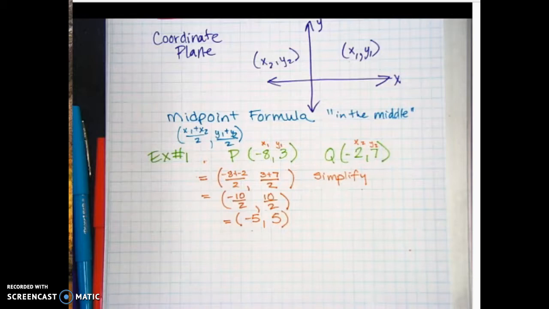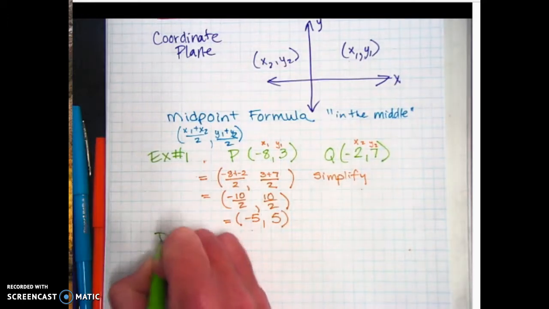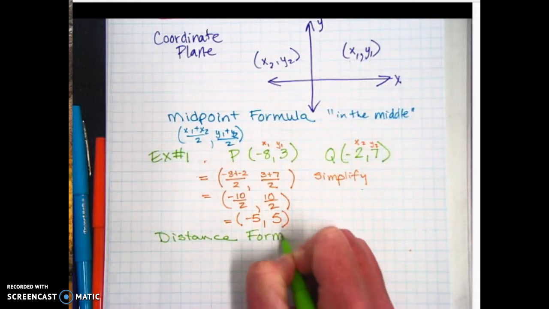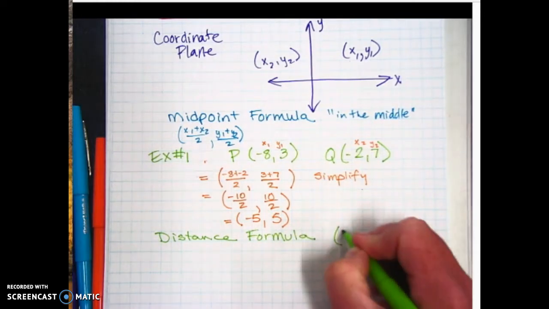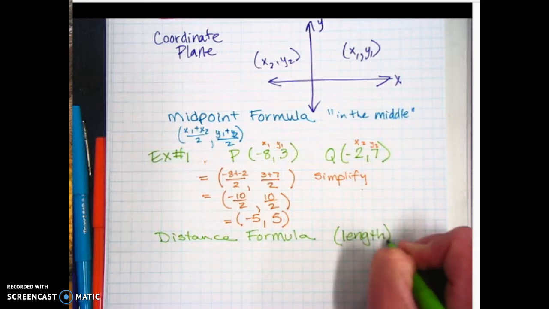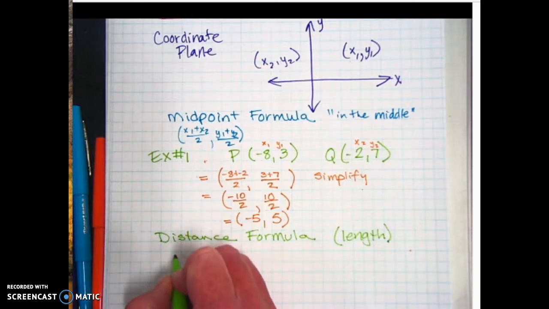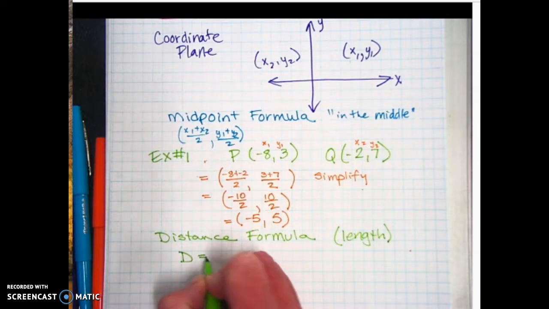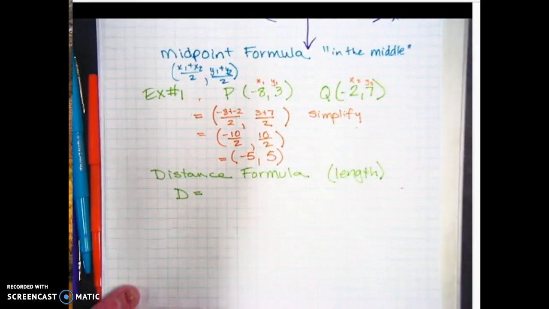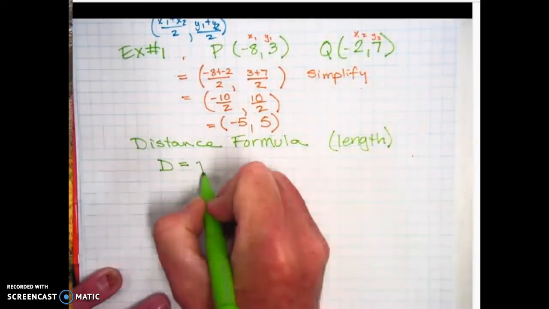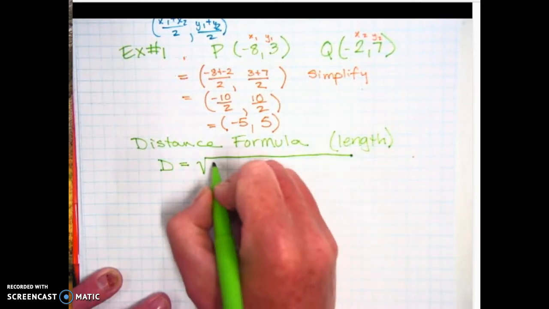So in the title, there's also the distance formula. Distance formula is going to tell you the length, how long something is. What's the distance between the 2 points? What is its length? Okay? Distance formula is this big, long square root thingy. So you're going to have a D equal to all of this square root stuff.